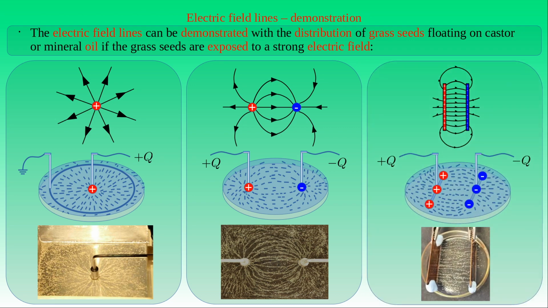In the last example we show how to reproduce the cross-sectional distribution of the electric field lines between two plain parallel plates with opposite charges. We can use two metal wires or narrow metal plates as electrodes. If the wires or the plates are immersed in the oil and attain opposite charges, then the electric field aligns the seeds in the direction of the field lines between them. In the photo we can see the grass seeds are arranged in chains along the field lines connecting the electrodes, and these chains are more or less parallel to each other.